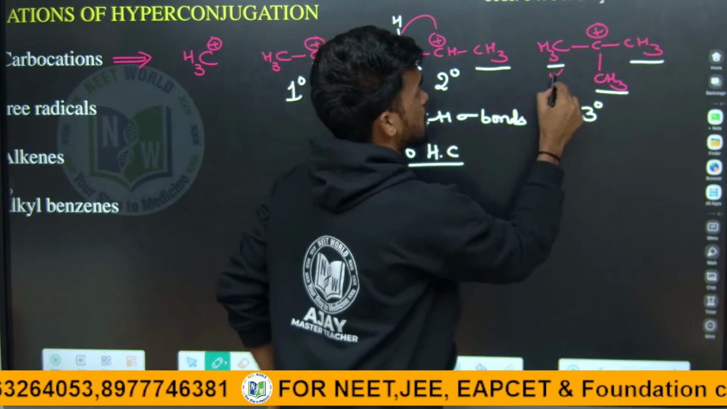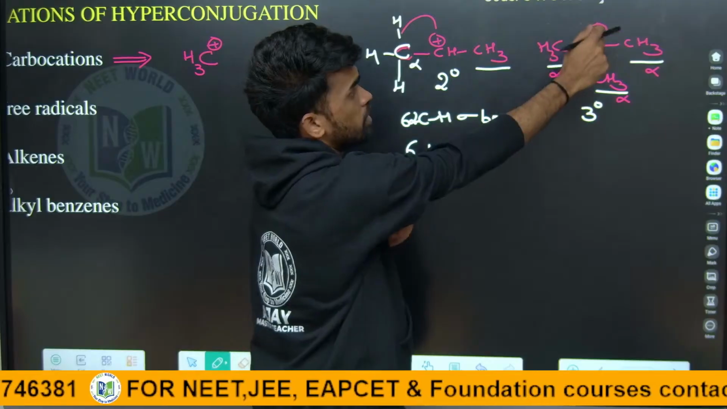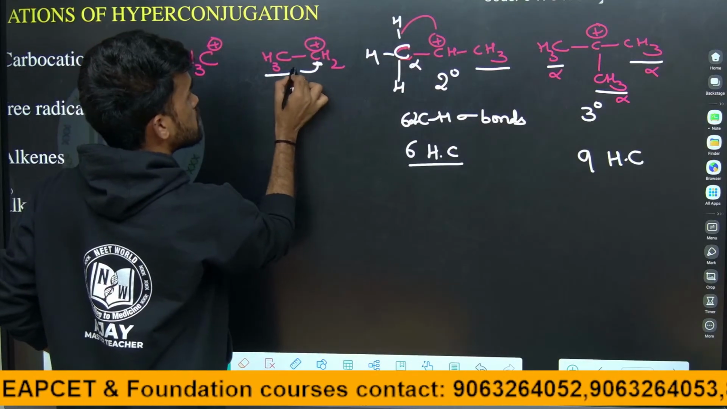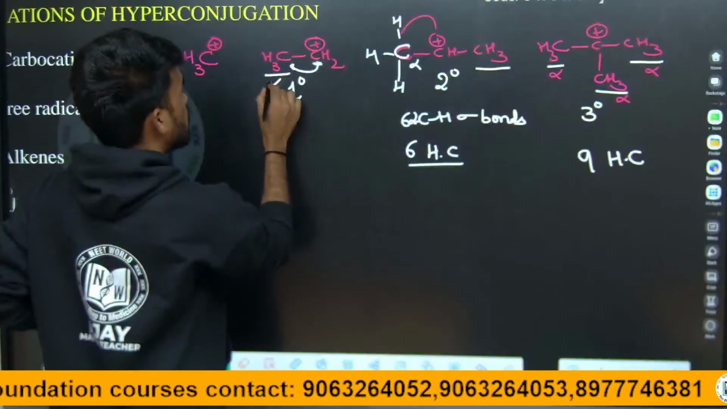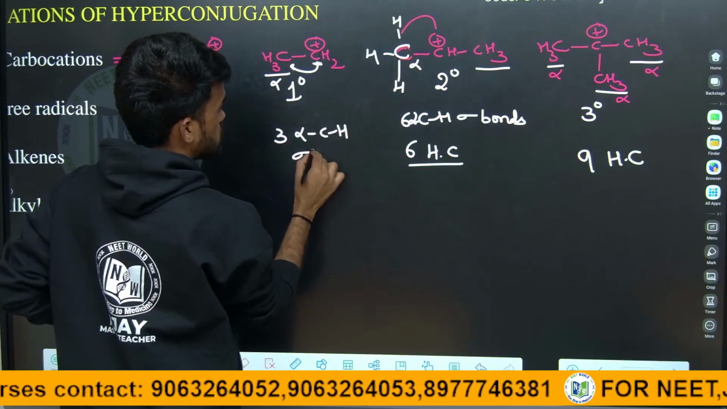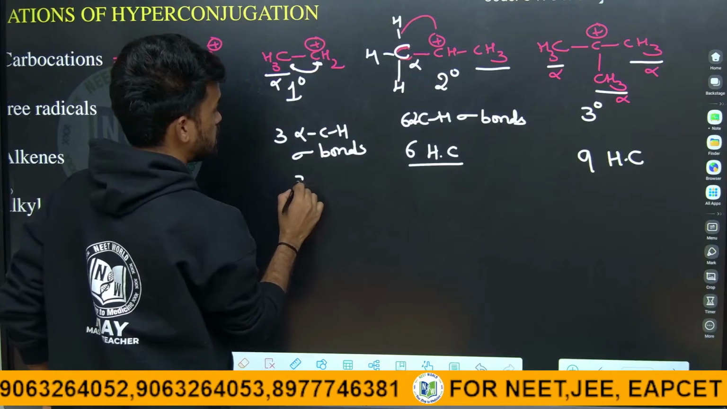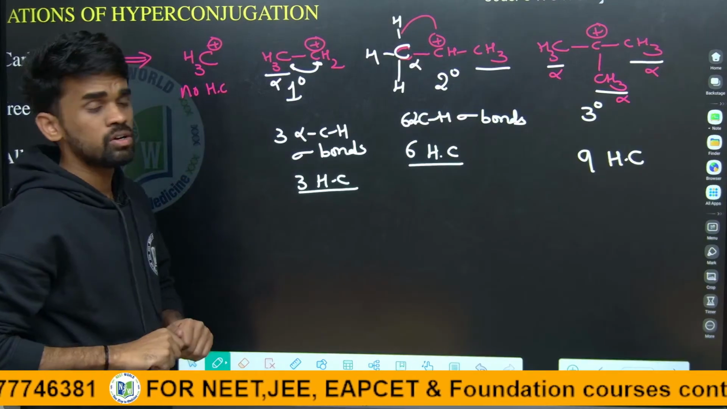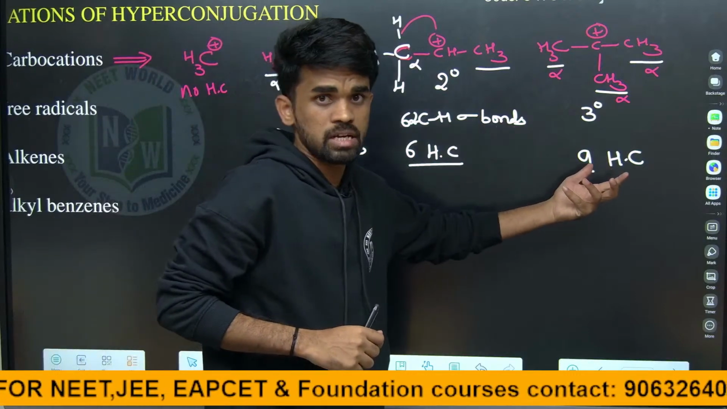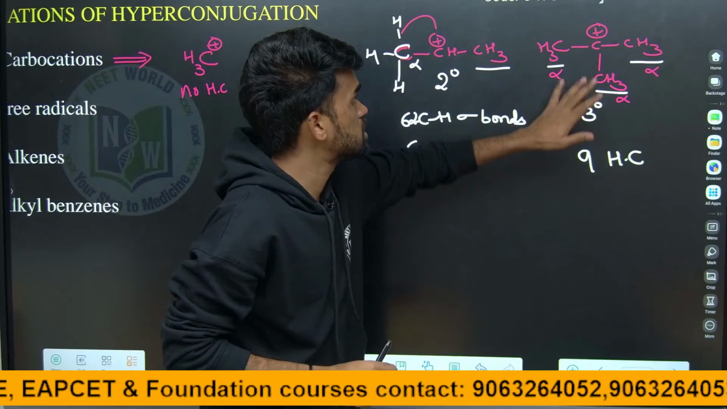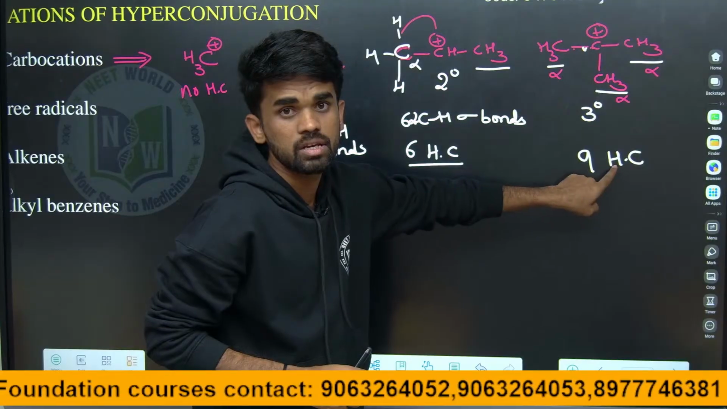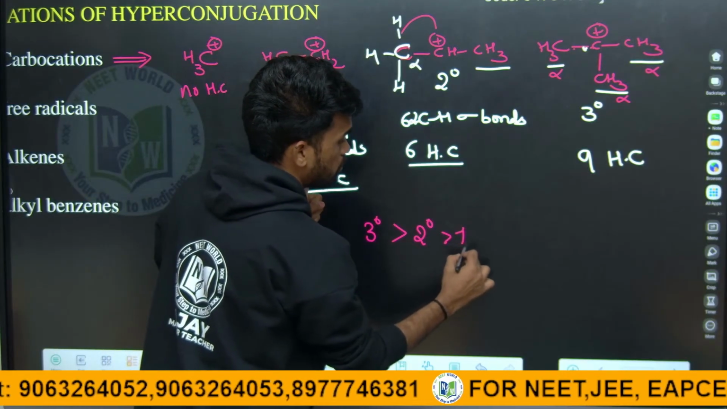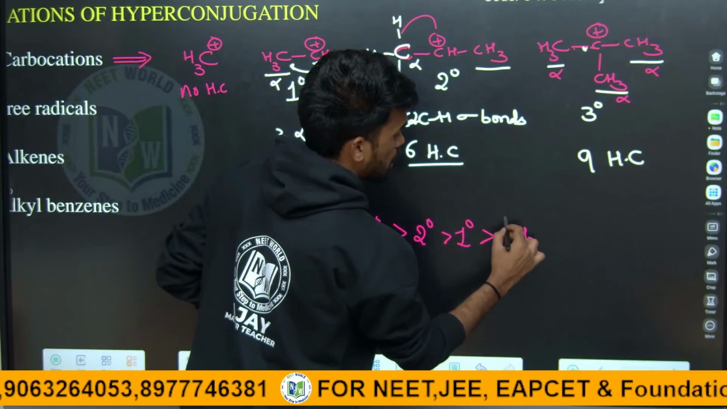Similarly here how many are there? This is alpha, this is also alpha, this is also alpha. So we can get 9 hyperconjugative structures for this. And what about this? This is the alpha position for this carbocation. So we have 3 alpha CH sigma bonds. Therefore it can be stabilized by 3 hyperconjugative structures. And there is no hyperconjugation in this case. What I told you, more the number of hyperconjugative structures or resonances, more is the stability. So this carbocation is more stabilized by 9 hyperconjugations. Therefore tertiary carbocation is more stable than secondary, then next primary, and least is methyl carbocation. Like this we need to answer the question.